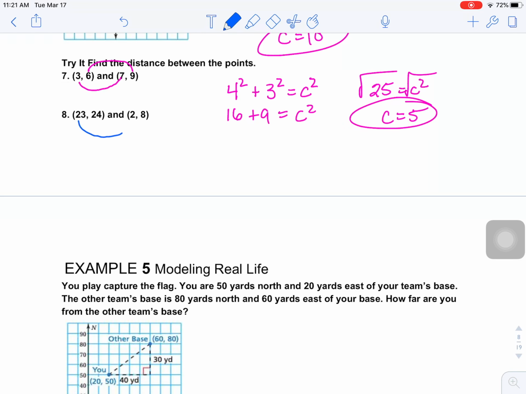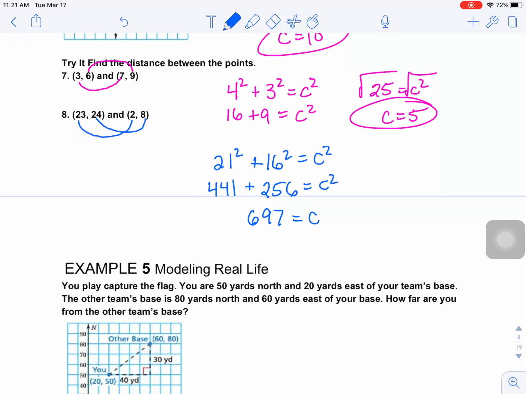Same idea for that next one. I'll switch colors here. Distance between 23 and 2 is 21. I'm not really worried about positive and negative distances, because when you're squaring them, they become positive anyways, so you don't need to worry about that. Distance between 24 and 8 would be 16. 21 squared is 441. 16 squared is 256. This one does not come out as friendly. Oops, c squared. So that would give me 697.